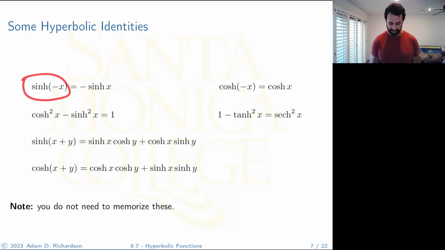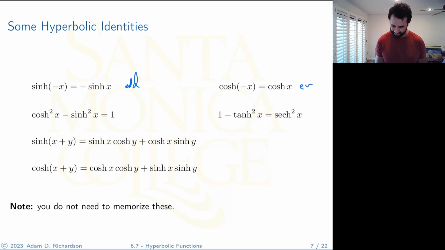So sinh of negative x is negative sinh x. In other words, hyperbolic sine is an odd function, right? Odd function. Cosh of negative x equals cosh x because this is an even function. So the even-odd properties of the hyperbolic trig functions are the same as the even-odd properties of the trig functions.